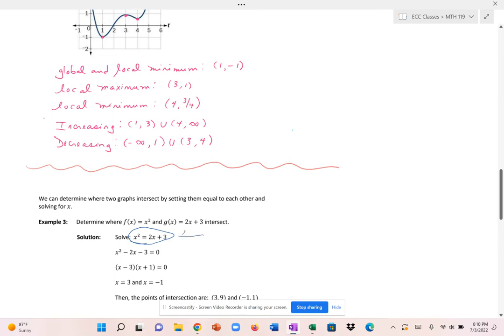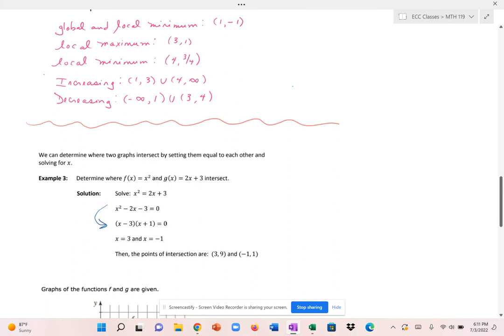Now, once I do that, you can see that I have a quadratic equation and I want to set it equal to 0. Once it's set equal to 0, you have options. If it's factorable, that's probably the quickest way to solve it. But you can also solve this with the quadratic formula and get the same answer. So x squared minus 2x minus 3 factors into x minus 3 and x plus 1. That gives you two solutions, 3 and -1. 3 and -1 are the x coordinates of the point of intersection.